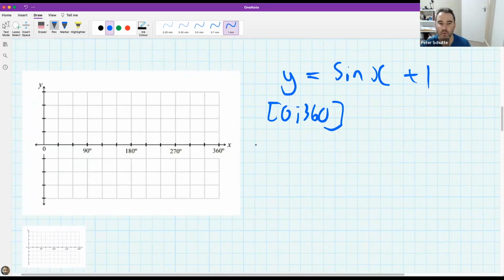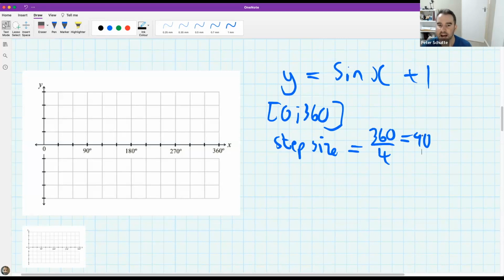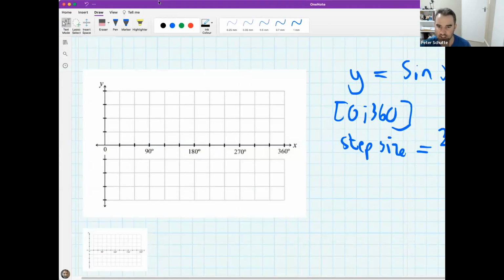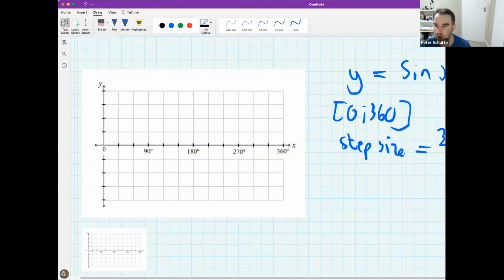And before I show you how we can do this, I also want to ask you, what is the step size for this graph? Well, it's just going to be the period of the sine graph divided by 4, which is 90. Now, what I'd like you to do is take out your calculator if you've got one, because I'm going to show you how using your calculator, you can make drawing trig graphs a whole bunch easier. So let me see if I can share my screen.